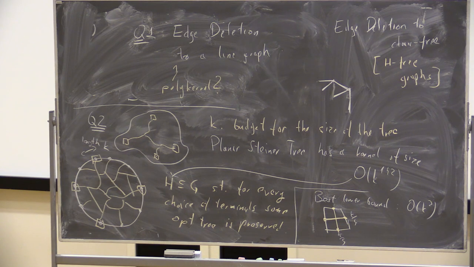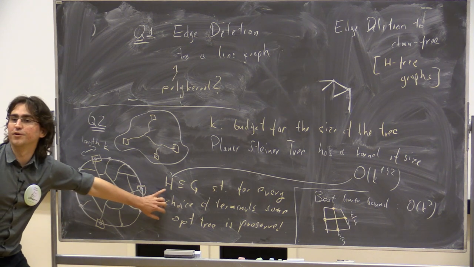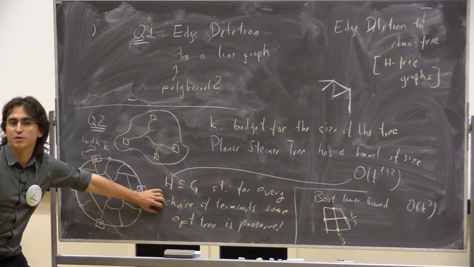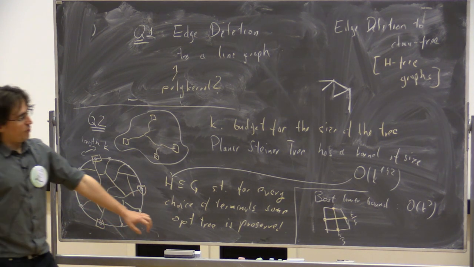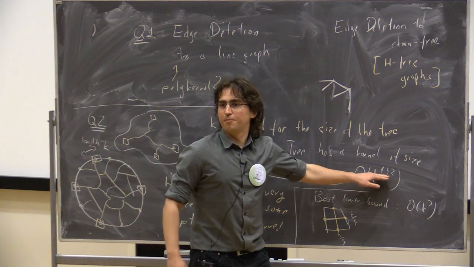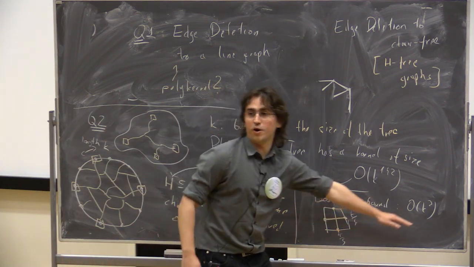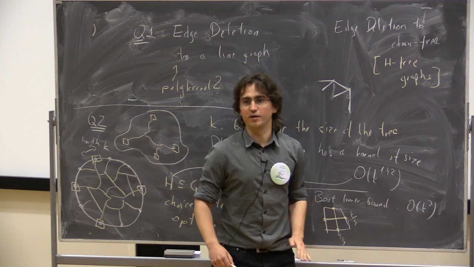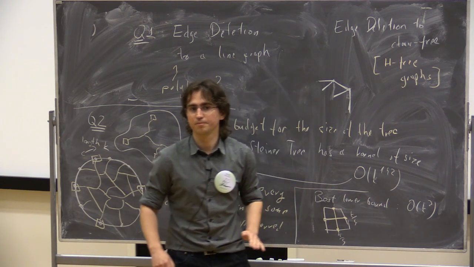And that's a purely combinatorial graph theoretical question. You've got a planar graph with k vertices on the boundary. What is the best possible size of a sparsifier in this sense? So any reasonably better upper bound, or any lower bound higher than k squared, would be highly appreciated for this question. Good.